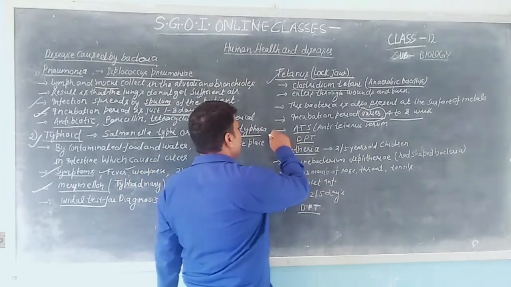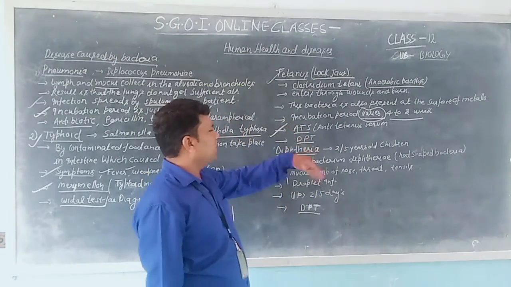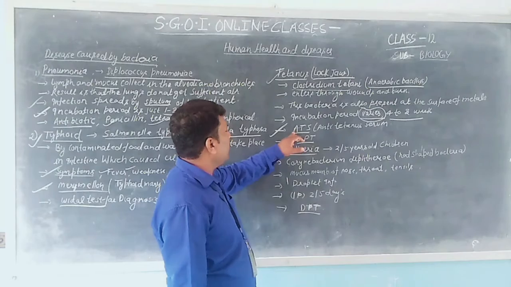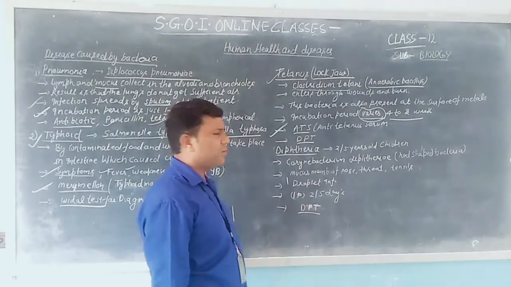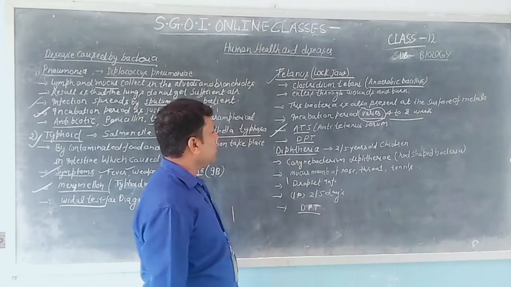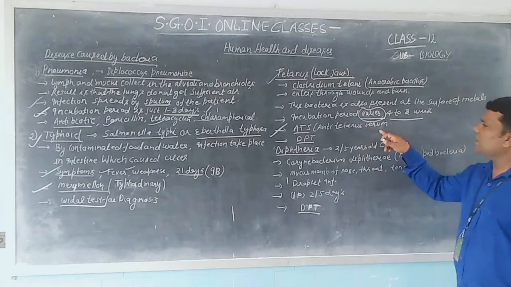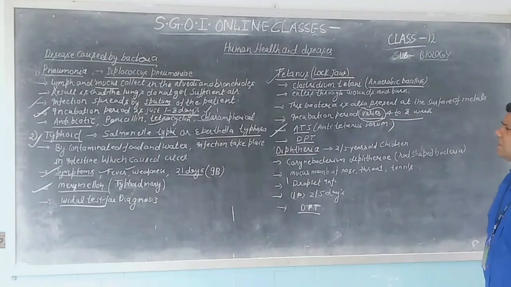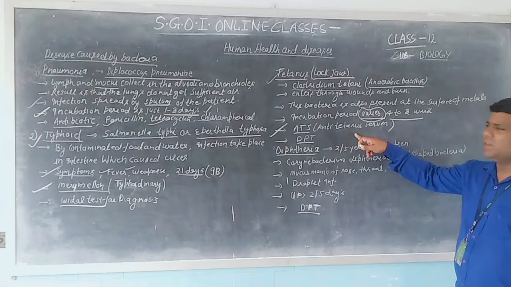First of all, if the disease is in a dangerous or critical form, then we will give ATS, anti-tetanus serum. ATS means urgent injections of anti-tetanus serum. This can be obtained from the passive immunity of different types of organisms.